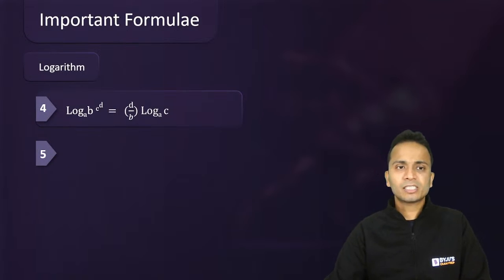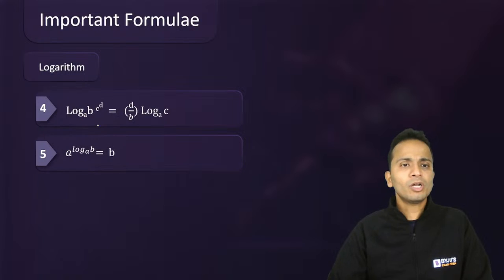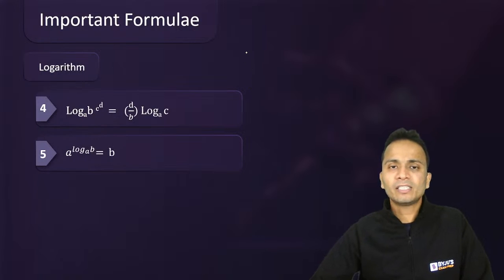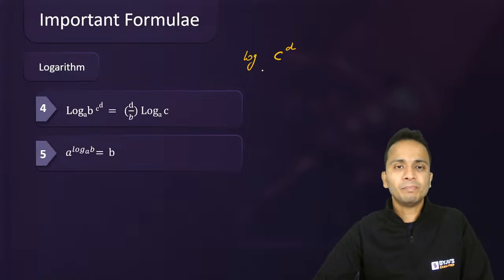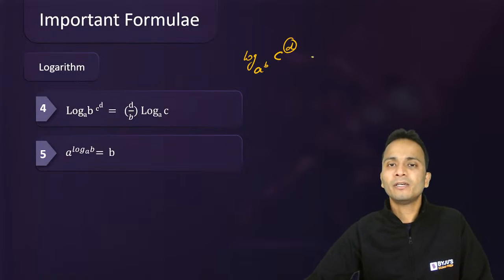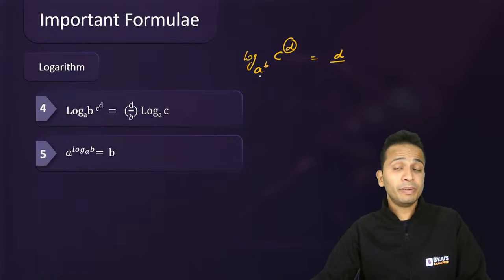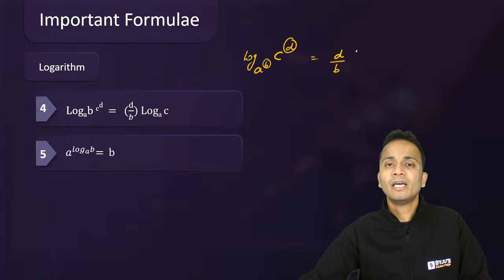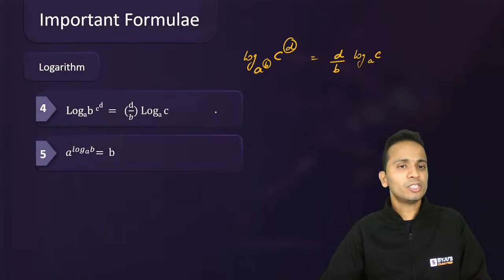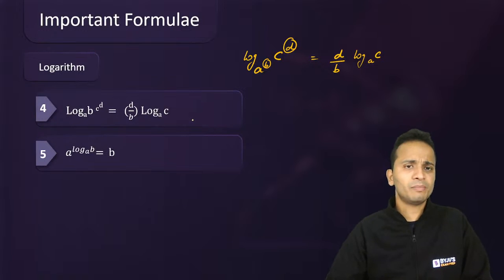Next, formula number 4. I'll write it separately. Log of c raised to the power d, and the base is a raised to the power b. The power of c, which is d, will come in the numerator, and the power of a, which is the base, is b, so b will come in the denominator and the rest of the part will remain as it is. So this will be formula number 4.